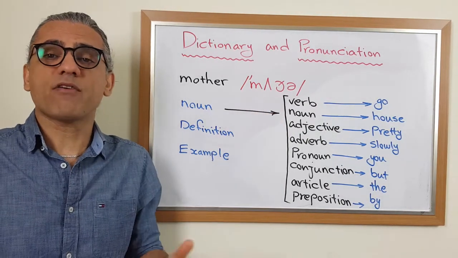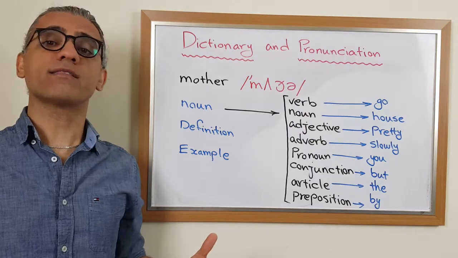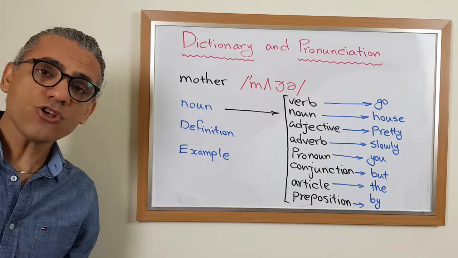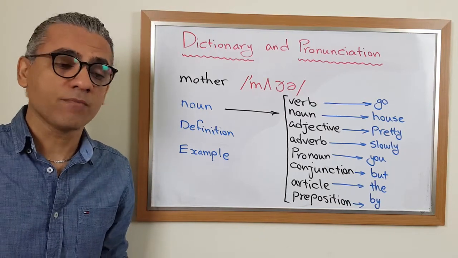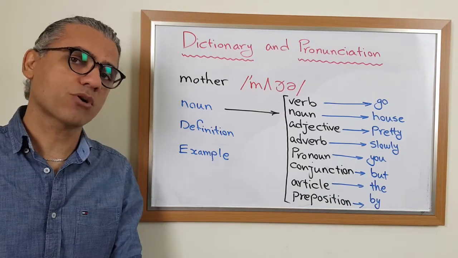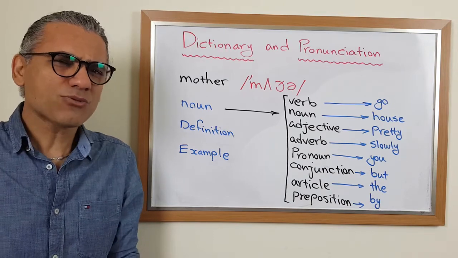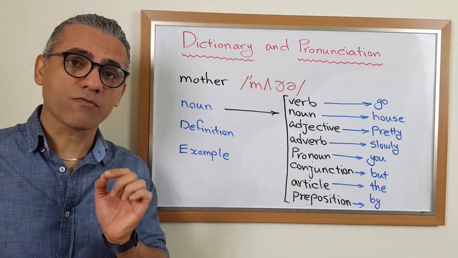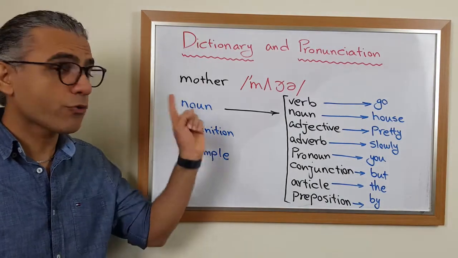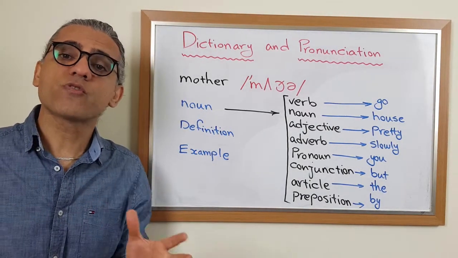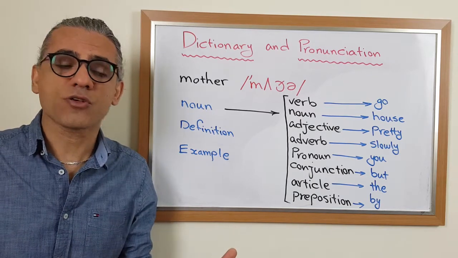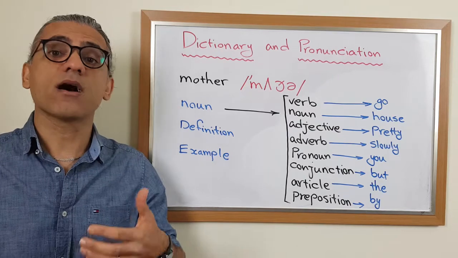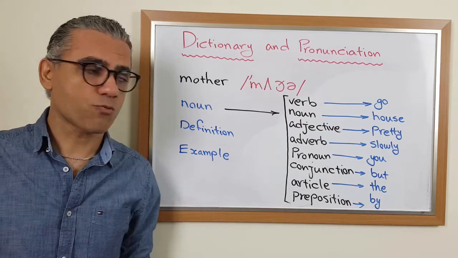Let's say we have about 200,000 words in English. Even if you know the definitions of all these words, if you cannot pronounce them correctly, you cannot really say that you know English. So pronunciation is very important. When you open a dictionary, we don't use it only for definitions or meanings of words. A dictionary has other, more important functions as well.